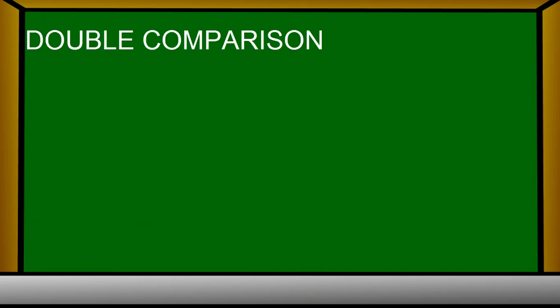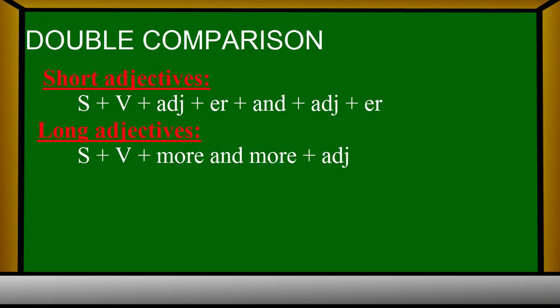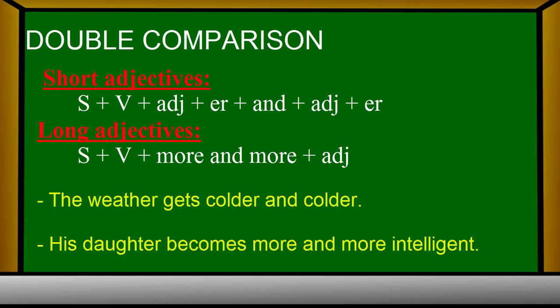The last point I would like to share with you today is double comparison. If you double the same adjective, you have to follow this structure. For example, the weather gets colder and colder. His daughter becomes more and more intelligent.